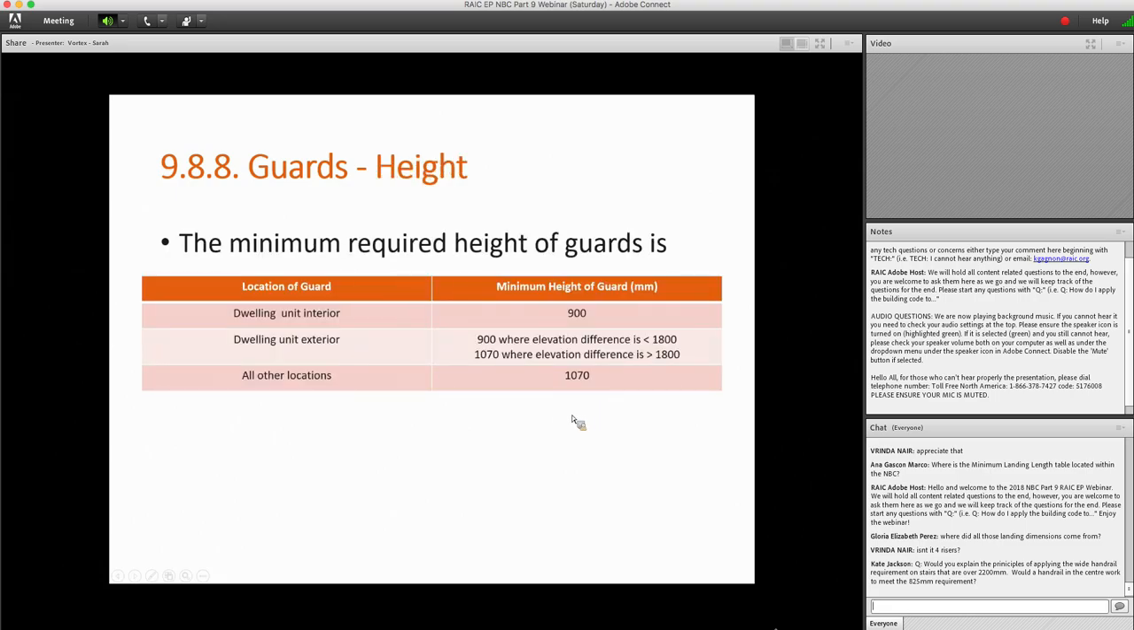Guards have minimum heights depending on their location. Within a dwelling unit, the minimum height of a guard must be 900 millimeters. On the exterior of a dwelling unit, this height is also 900, where the elevation difference is less than 1800 millimeters. Where the elevation difference exceeds 1800, the guard must be 1070 millimeters high. And this extends to all other locations where there is a requirement for a guard. It must be 1070 millimeters.